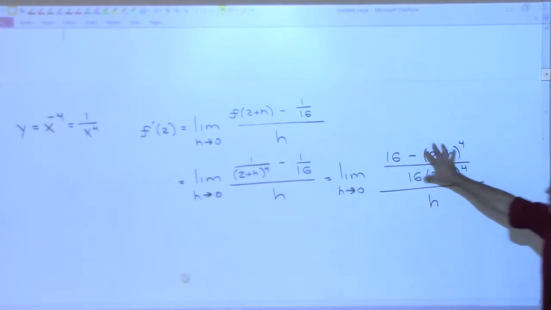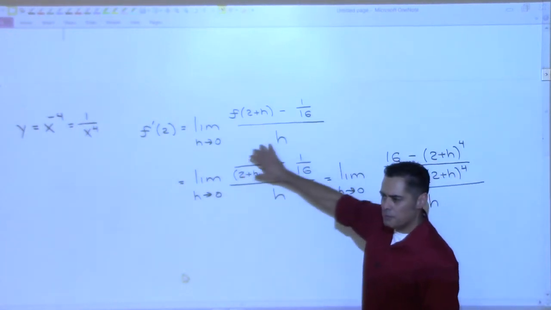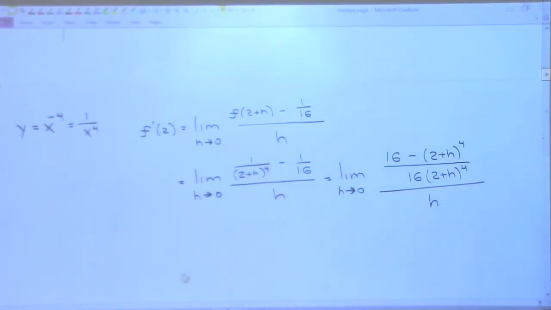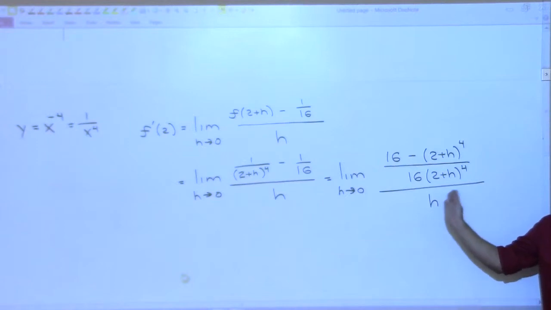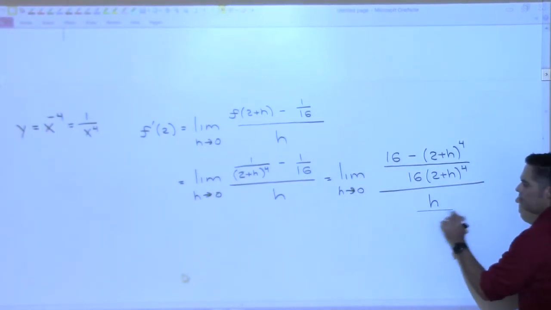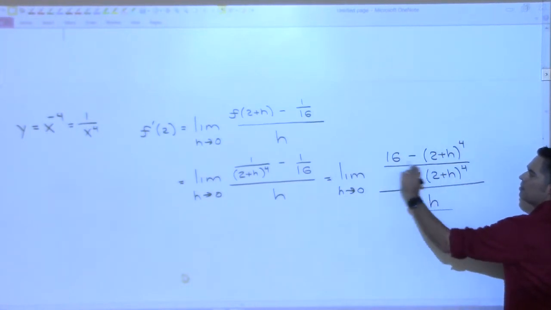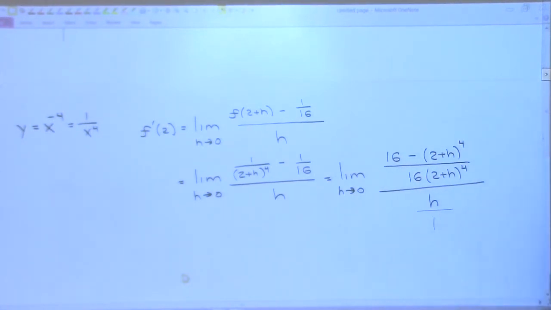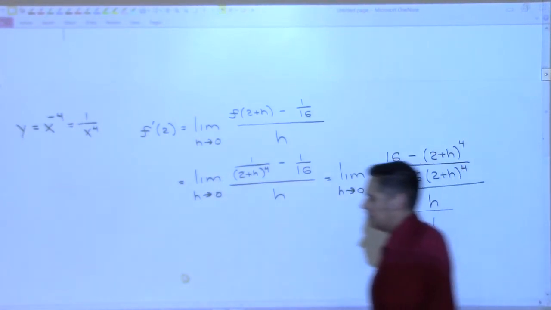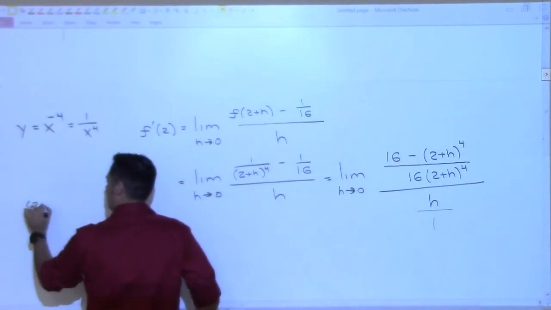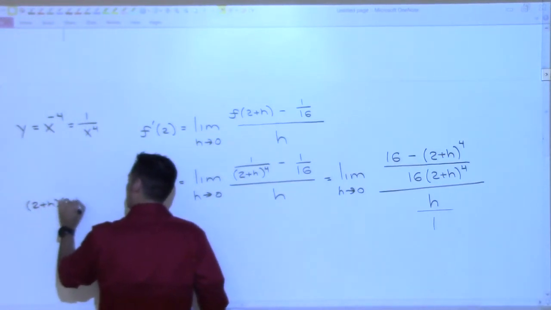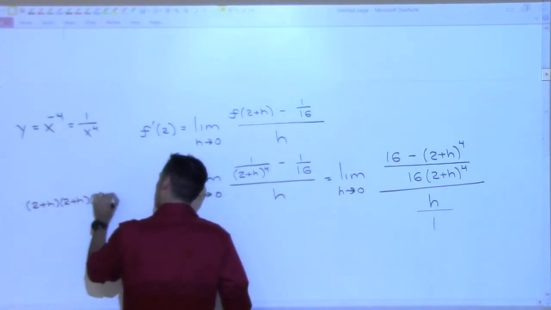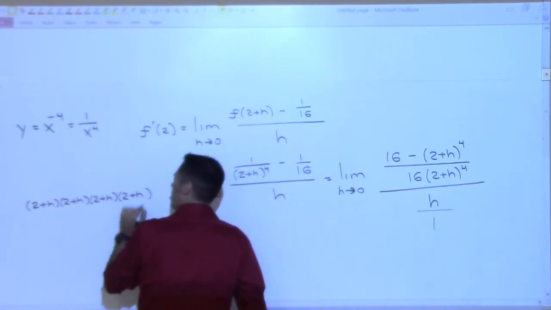So this is the common denominator on those two. Unfortunately, I need an h to cancel, right? And it can only cancel with something up here. So I need to multiply that out. 2 plus h times 2 plus h times 2 plus h, 4 times. I have to do 2 plus h times 2 plus h times 2 plus h times 2 plus h.